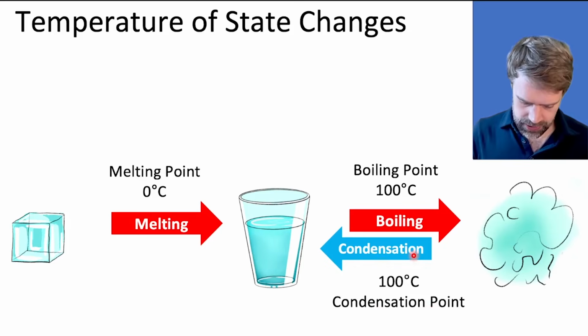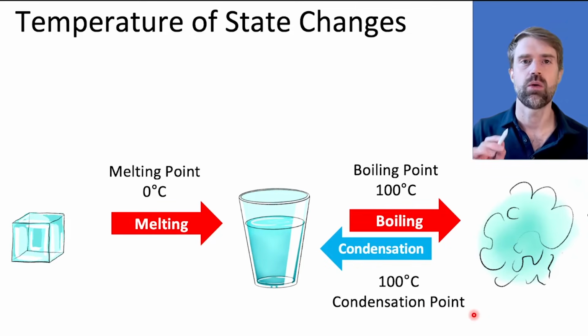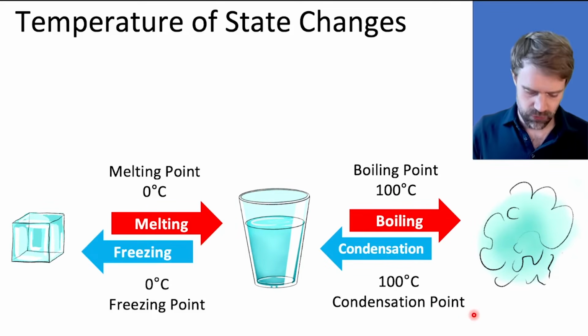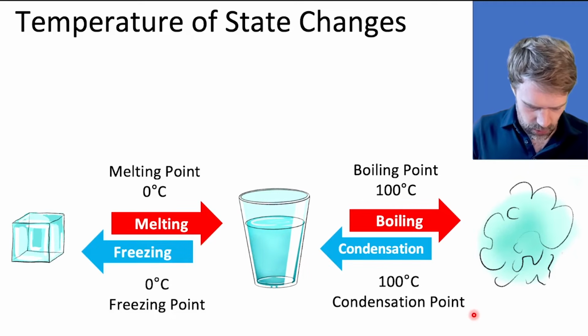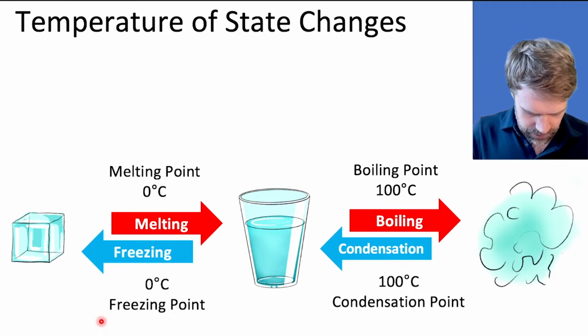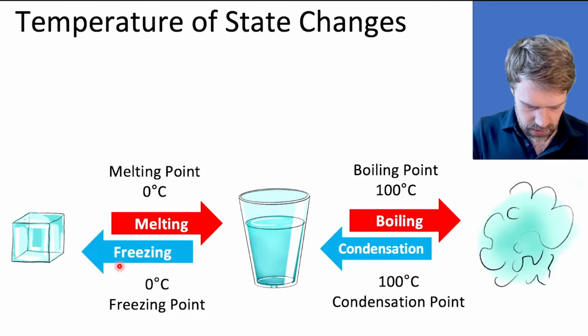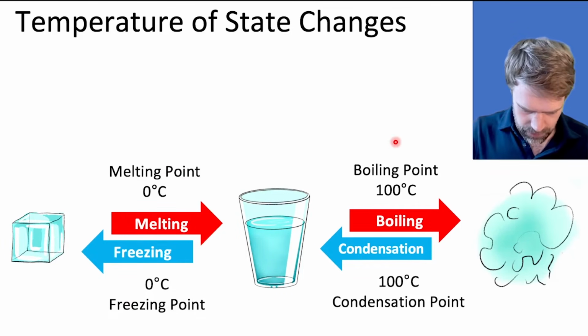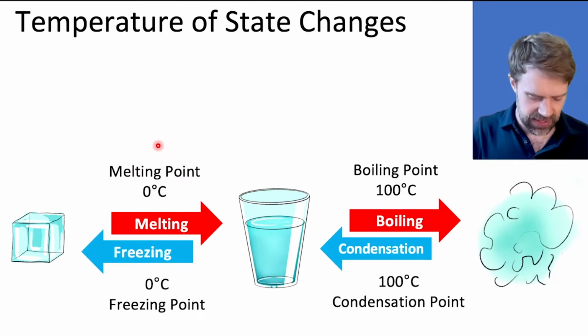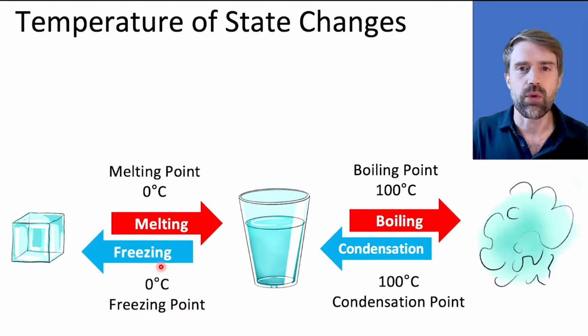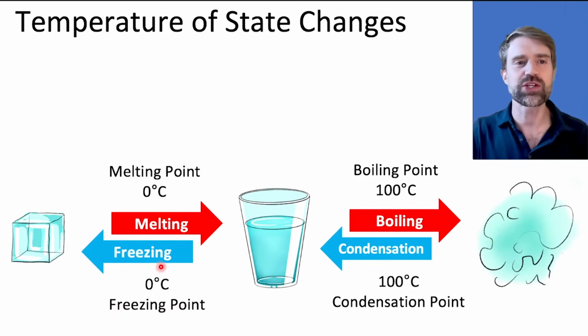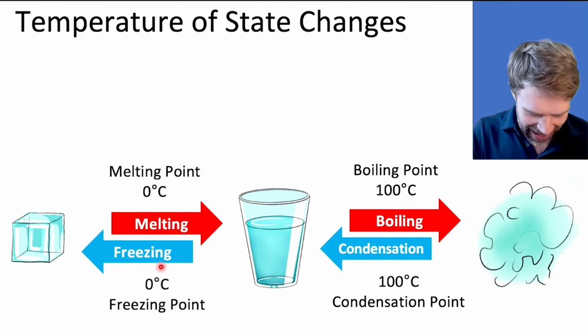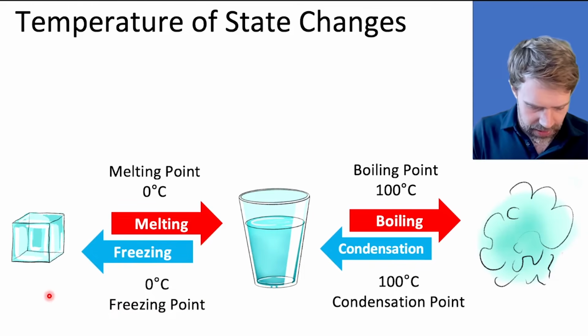So water's condensation point is also 100 degrees Celsius. And if we keep cooling it down, the liquid water freezes at 0 degrees Celsius. Notice that these temperatures do double duty. The melting point of water is 0 degrees Celsius, but that's also its freezing point. It just depends which direction you're going, whether you're adding heat or whether you're removing heat.